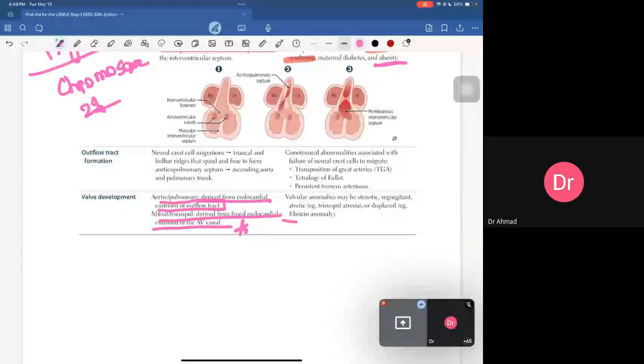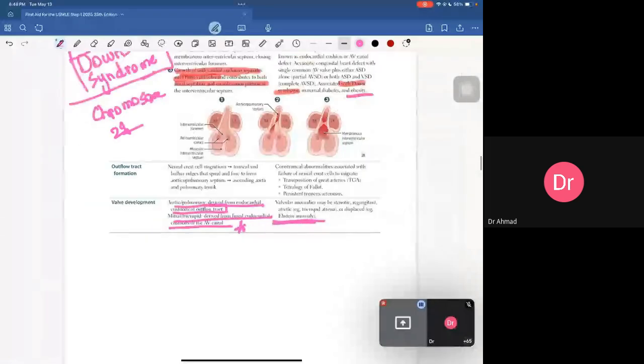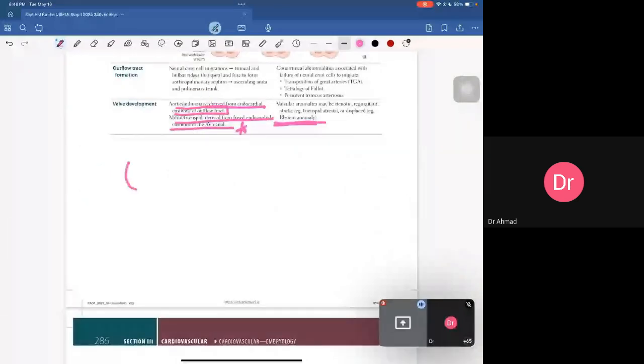Now there is a condition which is known as the Epstein anomaly. What happens in the Epstein anomaly? We have to go over that. So if this is the aorta, if this is the right atrium, and this is the right ventricle, there is a valve here, right? This is known as the tricuspid valve.